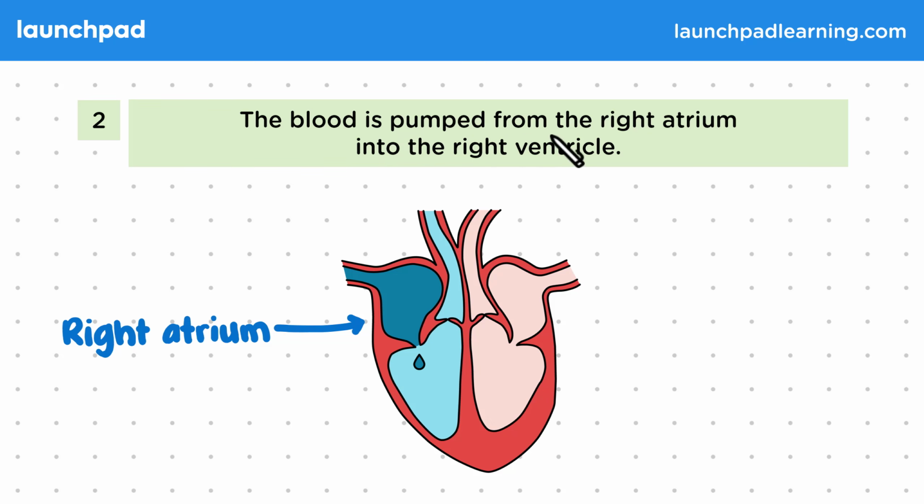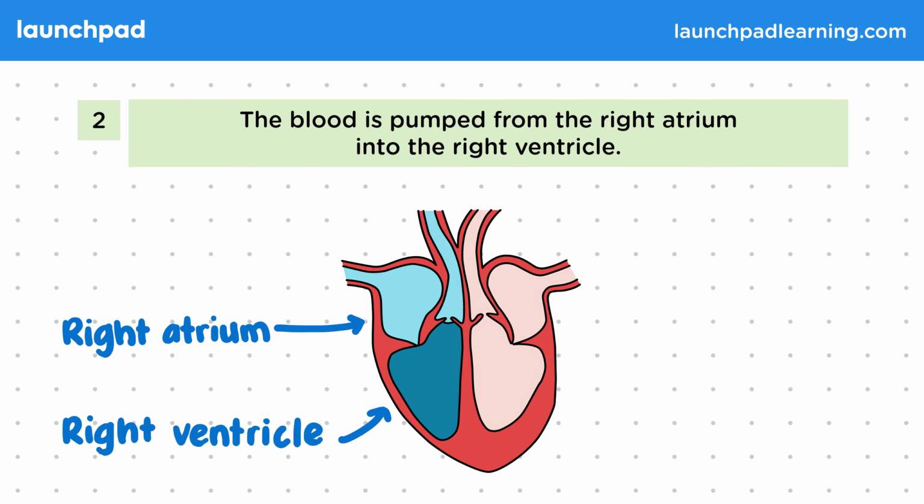Next, the blood is pumped from the right atrium into the right ventricle. So the blood's going to move past a valve and enter the right ventricle. Remember, you don't need to know the names of the heart valves. Can you think now where the blood's going to travel to when it leaves the right ventricle?